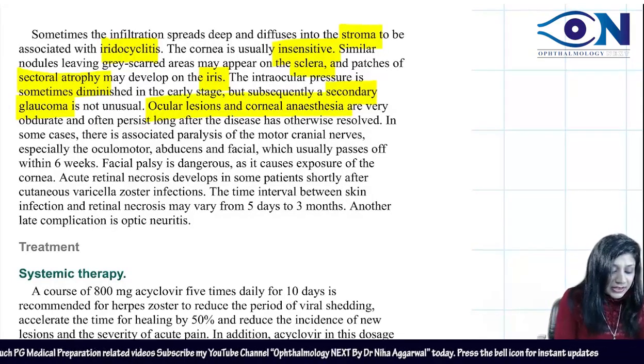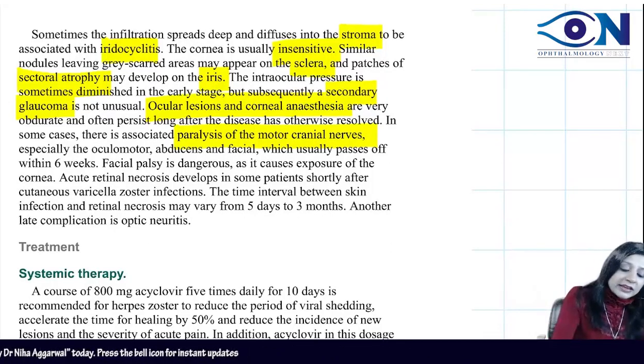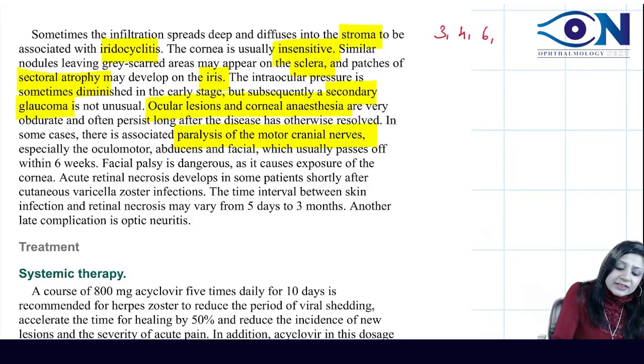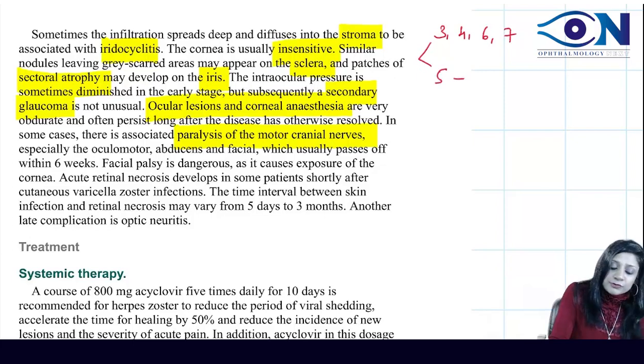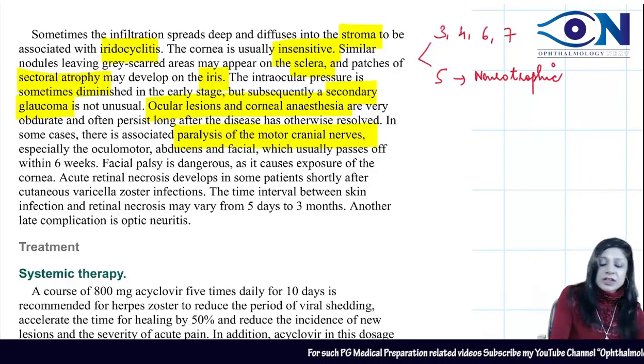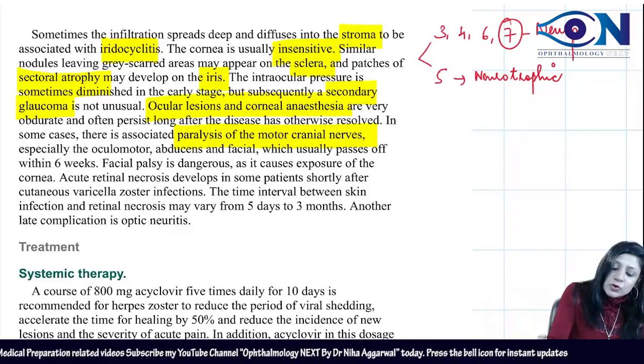Then there can be associated paralysis of motor cranial nerves. Among motor cranial nerves we can have the third nerve, fourth nerve, sixth nerve, seventh nerve, and even the sensory nerve, the fifth nerve also. When the sensory nerve is involved, this is called neurotrophic. When the seventh nerve is involved, then it is called neuroparalytic.